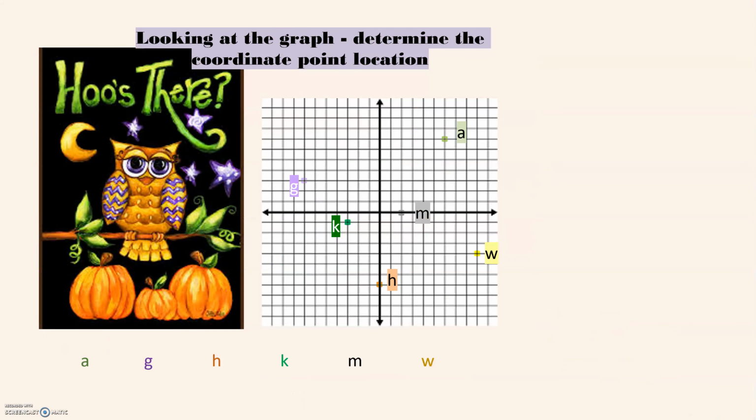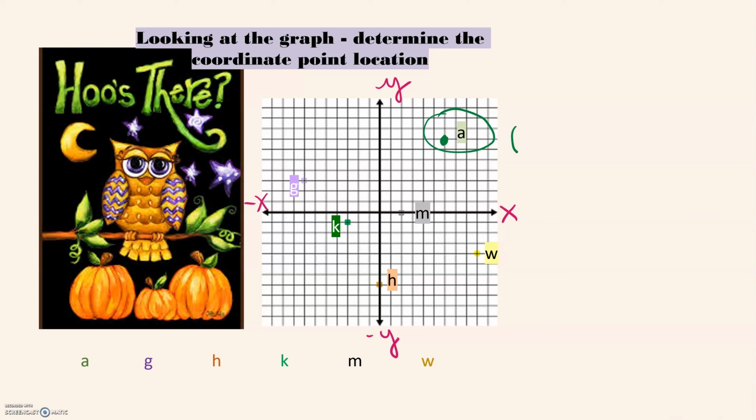Well, we can't just plot a point. Sometimes we're at a house and we have to check and see what the address is. So we're going to go backwards now. We're going to see what those actual coordinate points are for the points that are already plotted on the graph. Again, first things first, label the axes. So I'm going to find A. Looks like it's up here.